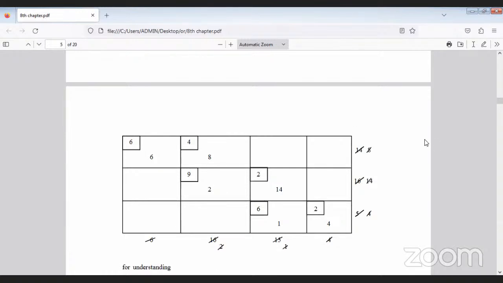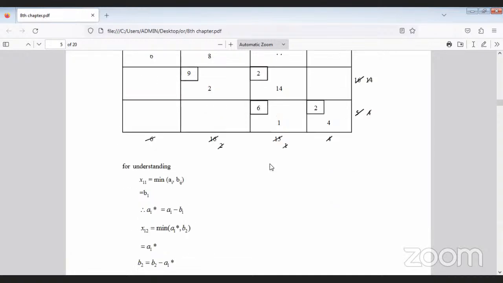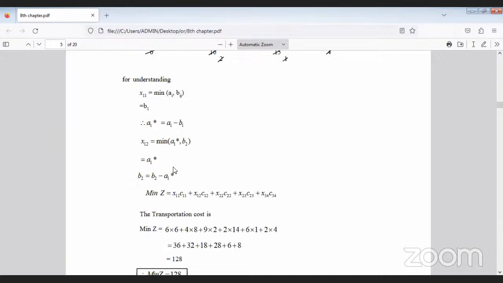All availabilities must become 0. If all availabilities are 0, the table form is obtained. Here the second 3 came, the last did not. Therefore x1 is equal to the minimum of a1, b1, that is b1, and a1 is equal to a1 minus b1. x2 is equal to the minimum of a1, b2. These are formulas you have to remember.